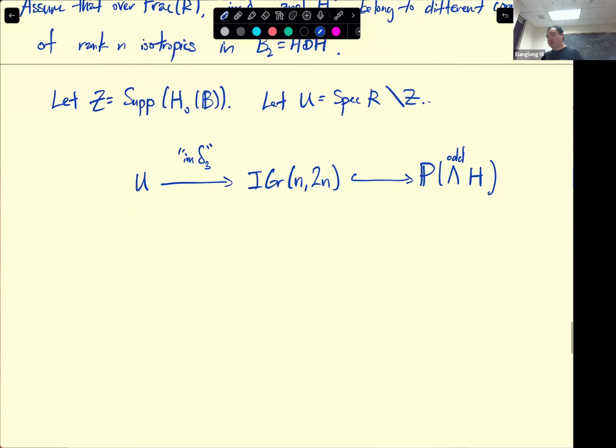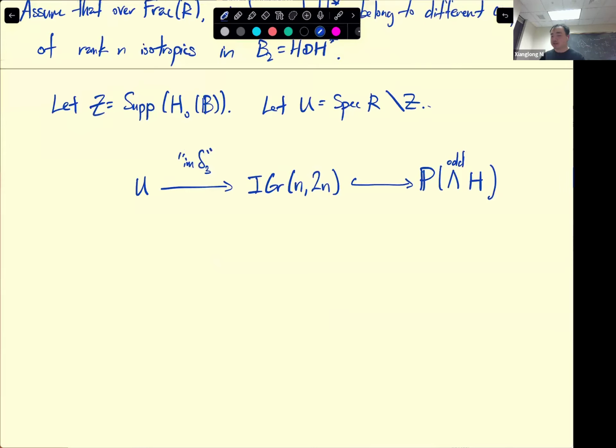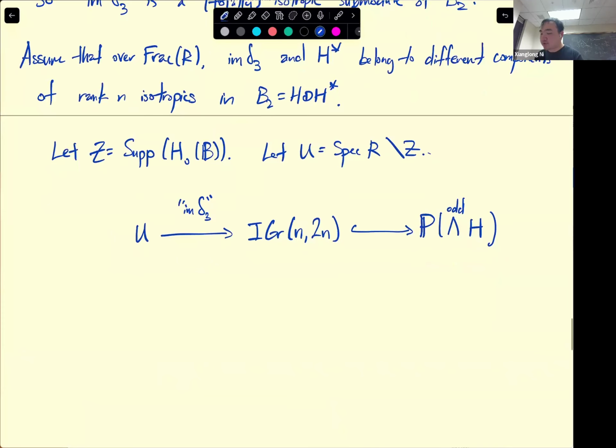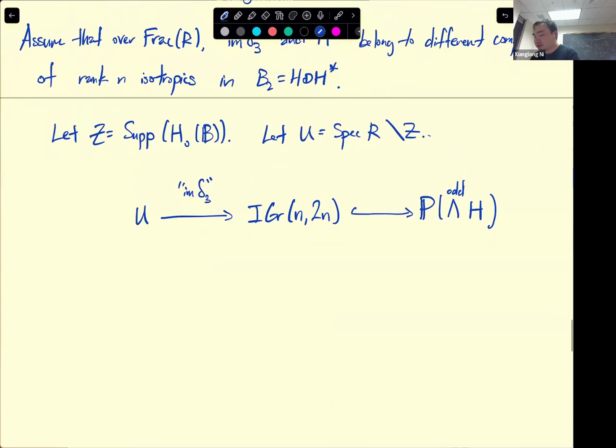So what does this mean? Thinking about this composite, I get some projective coordinates, which I'm going to call the spinor coordinates for the image of delta 3. At least these are defined over U. But the caveat is that since I have a map to projective space, these may only be valued in some line bundle on U. However, this is the reason I'm assuming R is factorial. If R is factorial, then Pic U is trivial, so I can just assume that these are actually valued in sections on U.